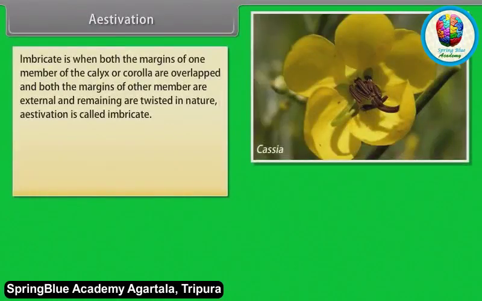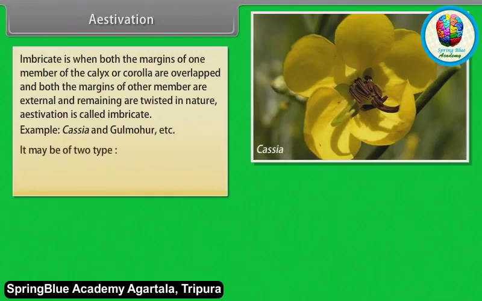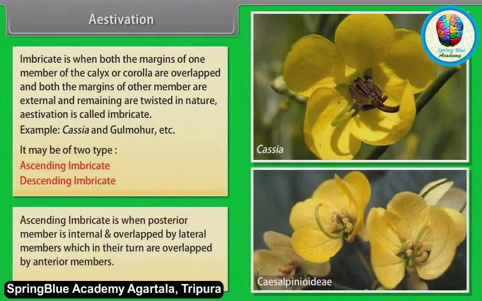Imbricate is when both the margins of one member of calyx or corolla are overlapped and both the margins of another member are external and remaining are twisted in nature. The estivation is called imbricate. Example, cassia, gulmohar, etc. It may be of two types: ascending imbricate and descending imbricate. Ascending imbricate is when the posterior member is internal and overlapped by lateral members, which in their turn are overlapped by anterior members. Example, senna pinnata.